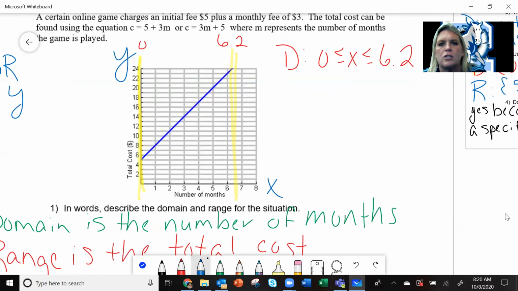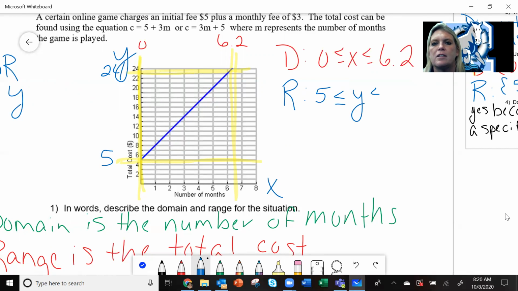Now our range are our Y values. So we're going to write it with the Y in the middle, and it starts at the bottom and goes to the top. So the lowest this thing goes to is 5. So it goes from 5 up to 24 on your graph. So I'm going to have 5 less than or equal to y less than or equal to 24. That is your domain and range.